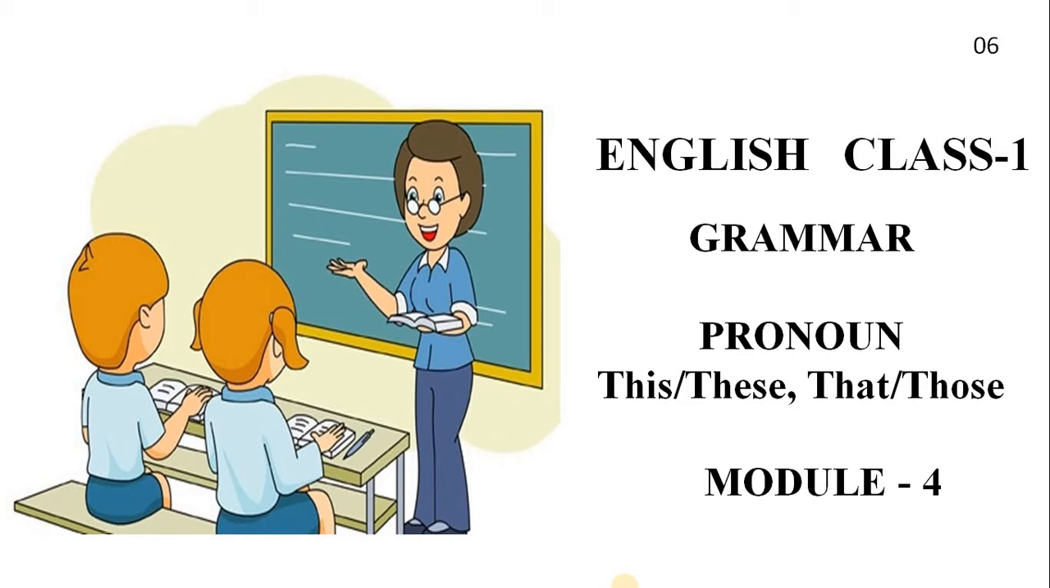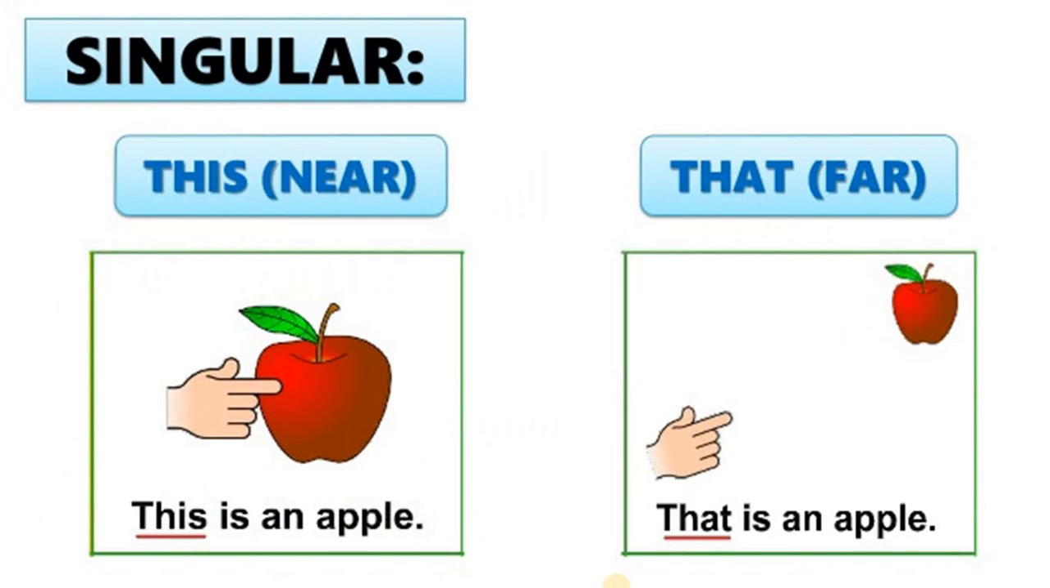This is the fourth part of pronoun and we learned the use of this, that, these and those. In the previous video we learned about the use of this or that. This and that are used when we are talking about one person, place, animal or thing.